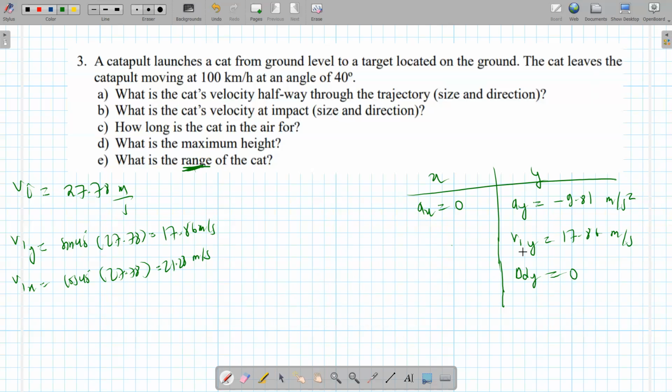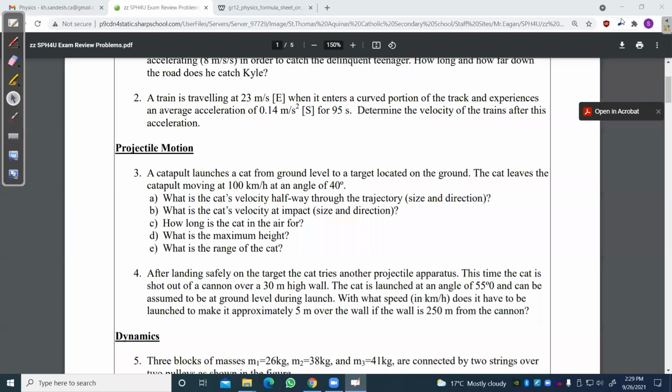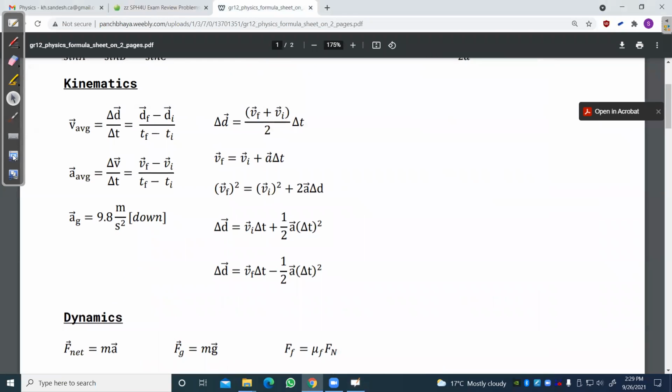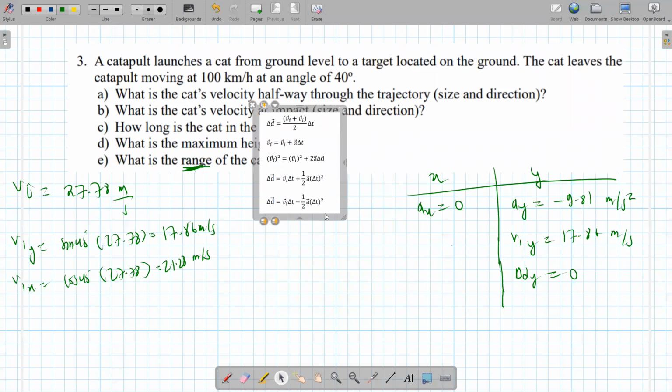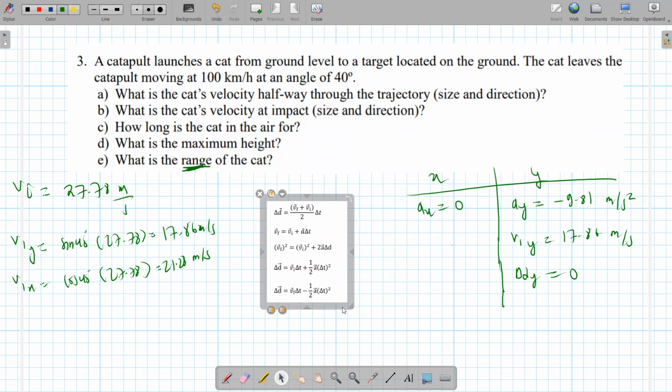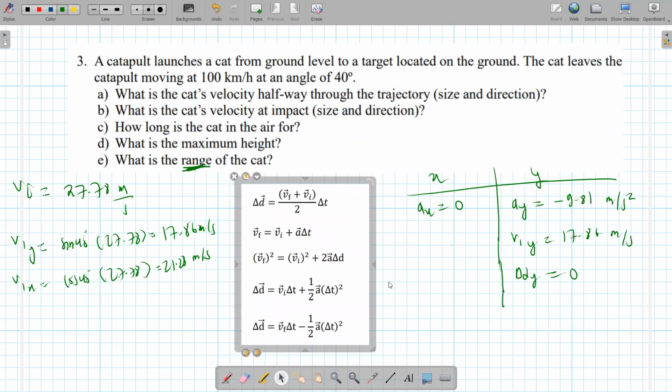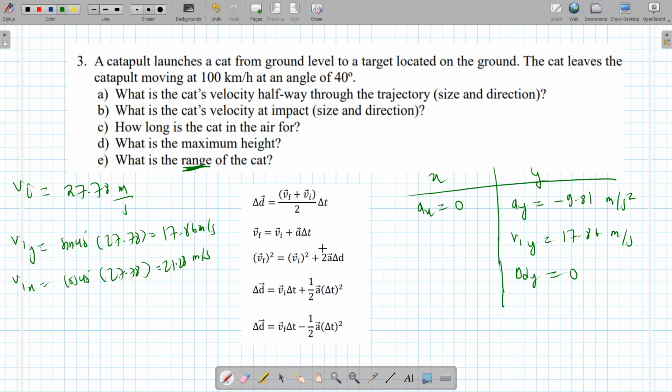So we need 3 things, and it doesn't matter which axis, to go forward with this problem. What we can do is come up with the formulas and see which one works. We want to use the one with the D. This one we can't use because we're missing time and VF. The third one is the one that we can use. So let's use the third one.